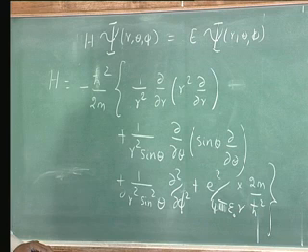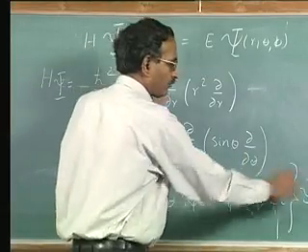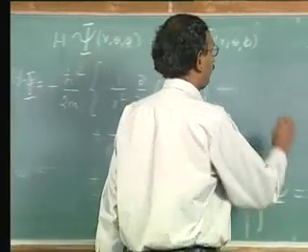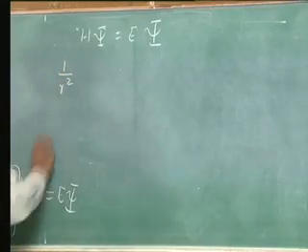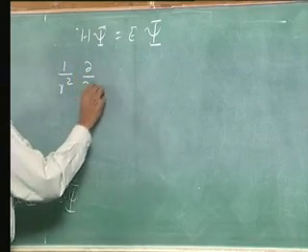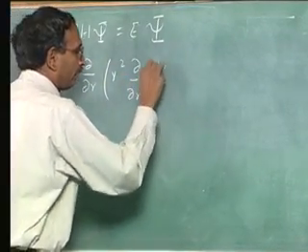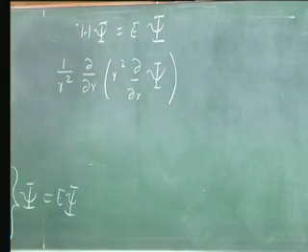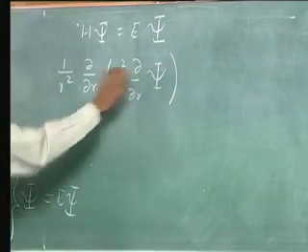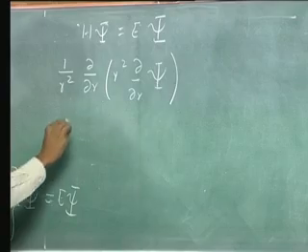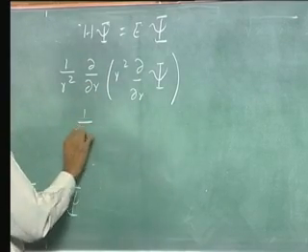What does this mean, 1 by r square dou by dou r, r square dou by dou r psi? What does that mean? It means the following: 1 by r square dou by dou r, r square dou by dou r psi. That is the first term. Okay. And this of course is a compact notation, and you can expand this.